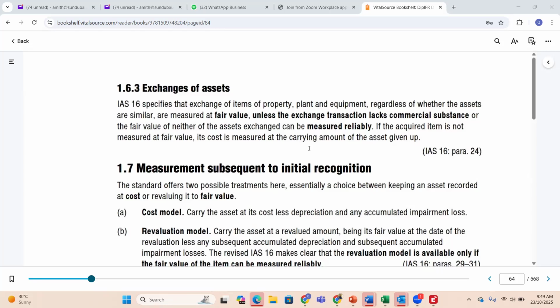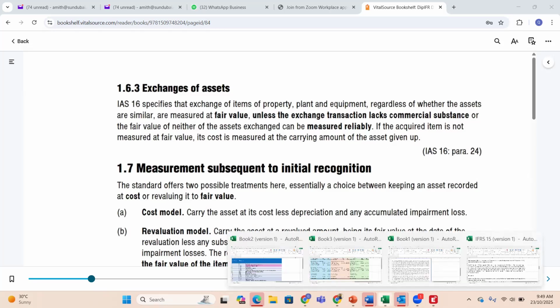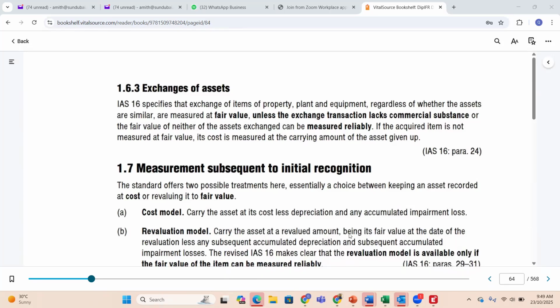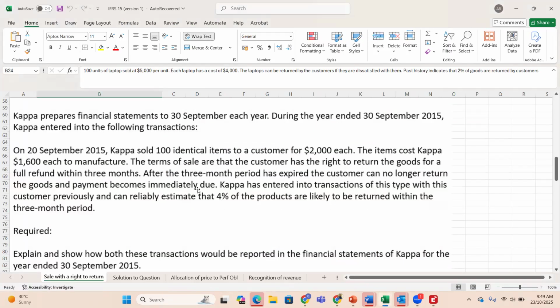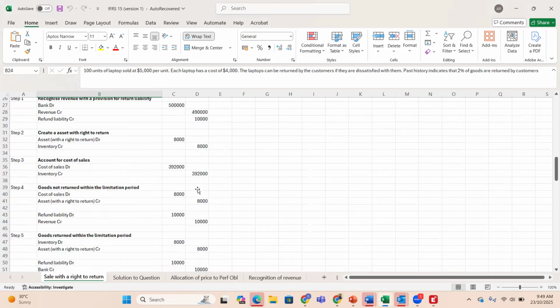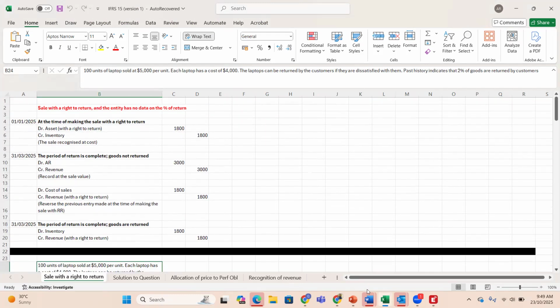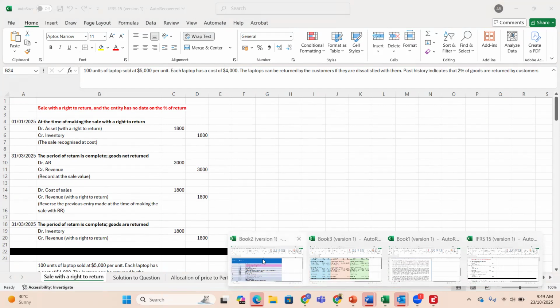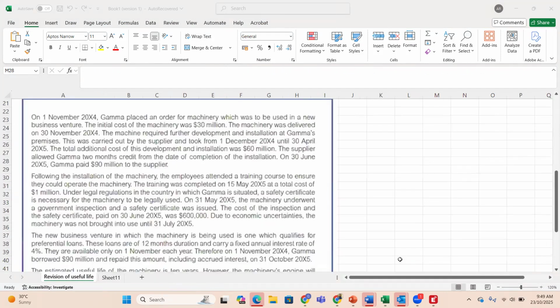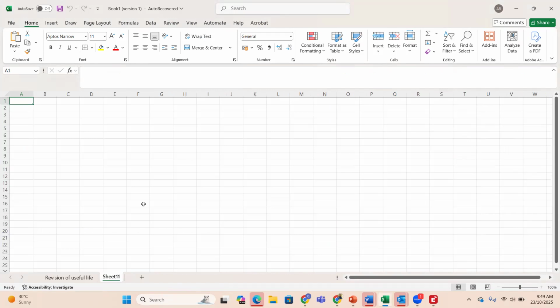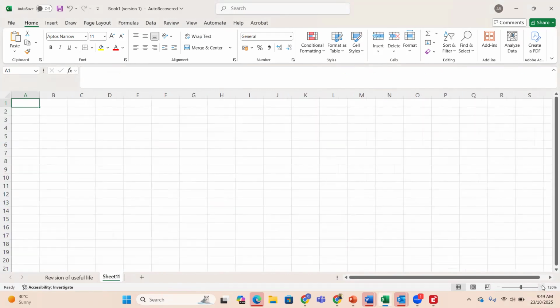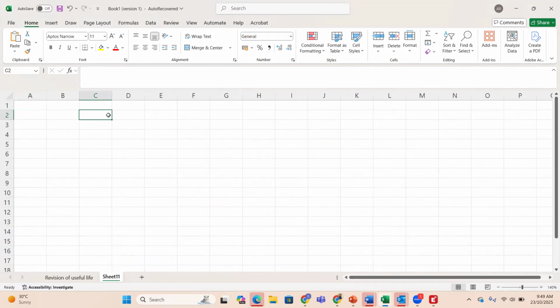150 minus 100. Debit asset, credit revaluation gain, reserves and surplus. So no depreciation? Okay, I'll give you one year of depreciation. Okay, let's see.